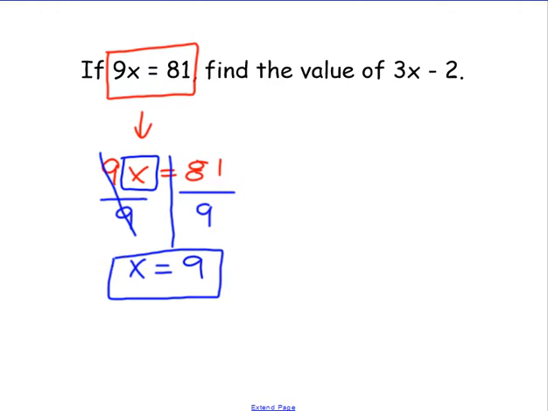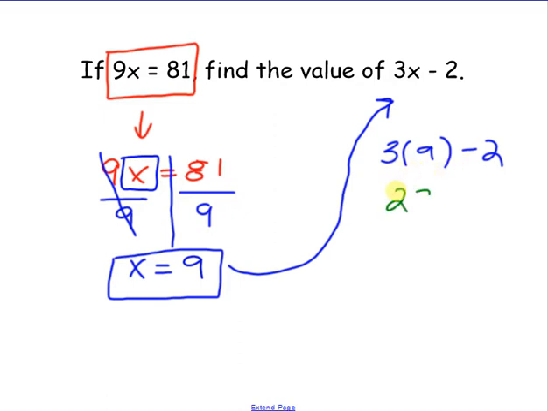Now, what you do is take this x equals 9 and put it into this guy over here. So, 3, instead of x, you're going to put 9 minus 2. Let's go ahead and solve. You have to do multiplication before subtraction, order of operations. 3 times 9 is 27. Bring down the rest of the problem. 27 minus 2 is 25. So the answer to this problem is 25.